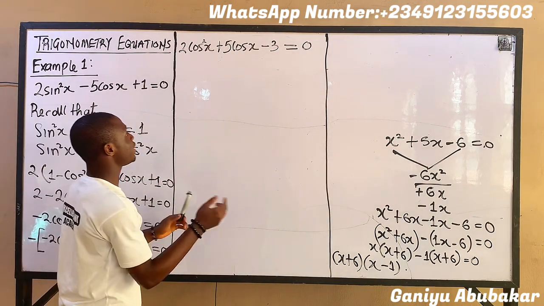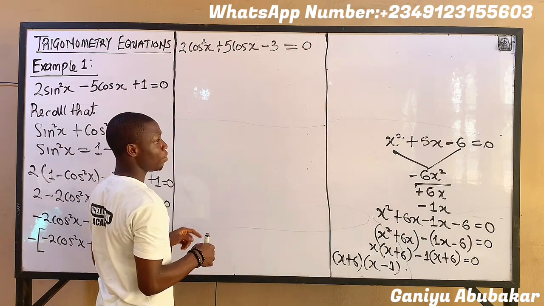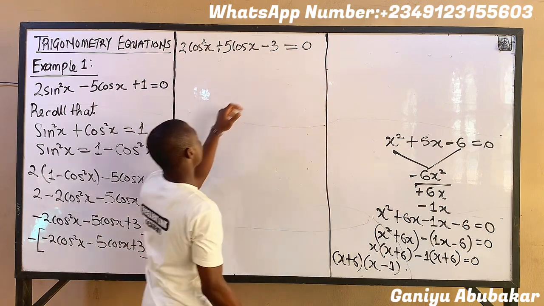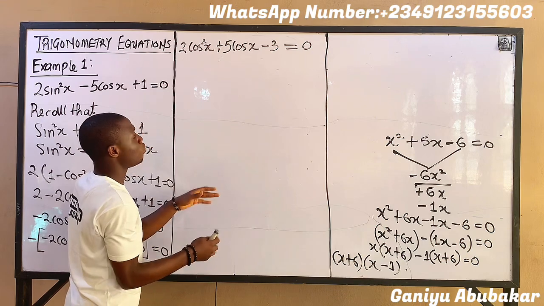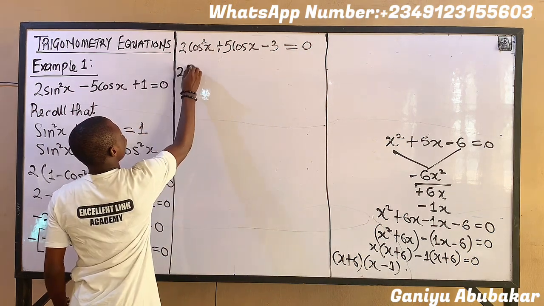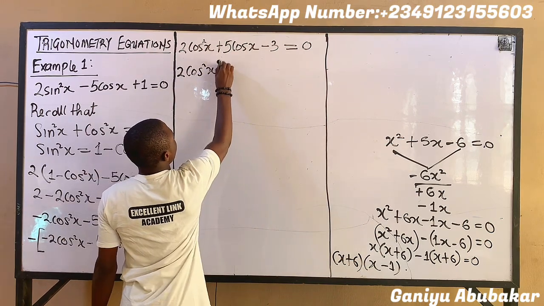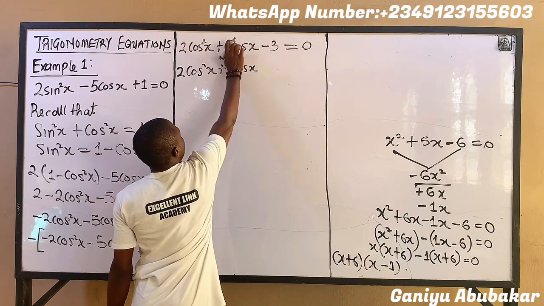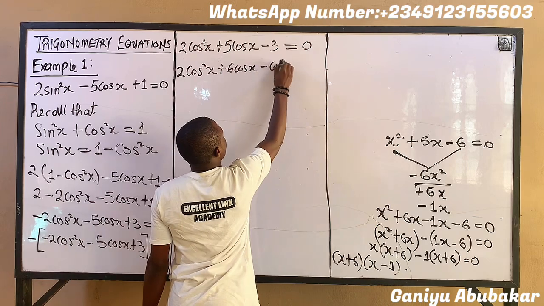So the task now is quite simple. I'll combine these 2 and 3 together. If I combine 2 times 3, that will give 6. So what are the numbers that I can multiply together to give me 6, and if I add them up, give me plus 5? Observe. This becomes 2 cos squared x, next up, plus 6 cos x minus cos x.